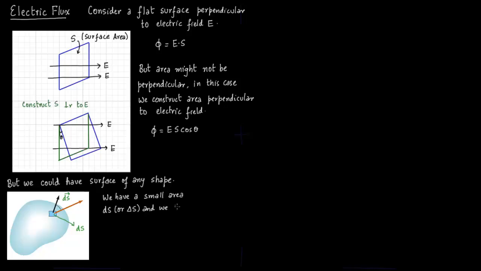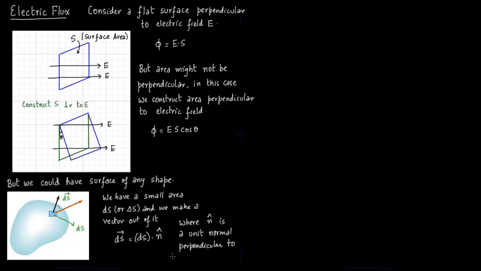So we have a small surface area ds or delta s, and we make a vector out of it. So the question is, how do you make a vector out of this small area ds? You first take the area and then you multiply it with the normal vector. And normal vector is nothing but a unit normal to the surface, which is perpendicular. So unit normal to the surface is always perpendicular to the surface. And this you can read in your mathematics classes. So we are just going to touch on it very briefly here.